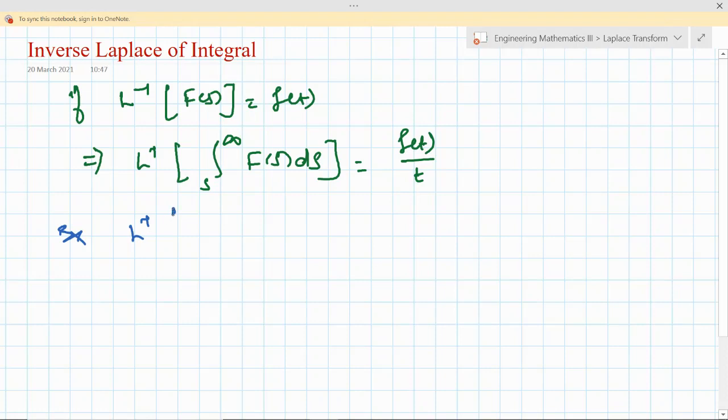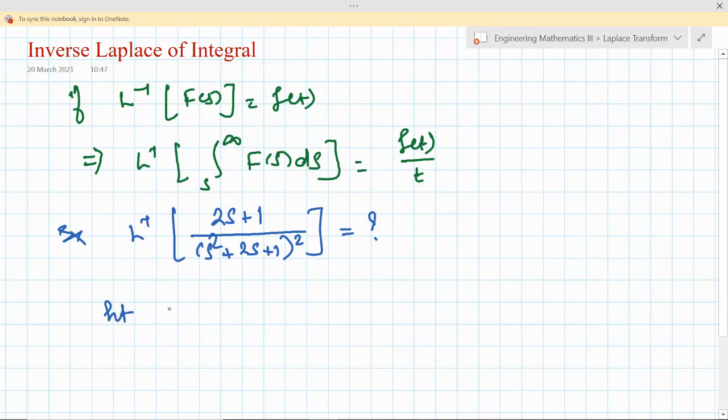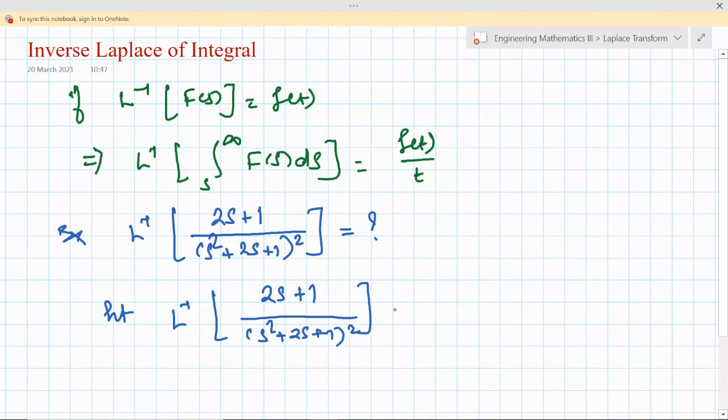So find the inverse Laplace of 2s plus 1 divided by s square plus 2s plus 1, bracket square. What is the inverse Laplace of this? Let the inverse Laplace of 2s plus 1 divided by s square plus 2s plus 1, bracket square, be, suppose, f of t.